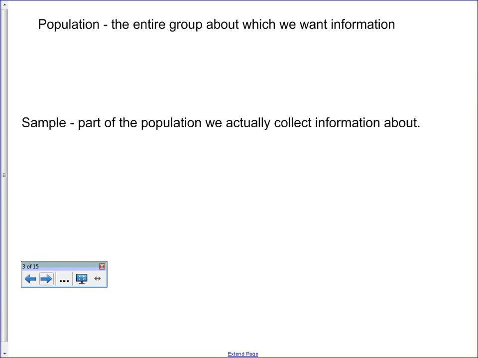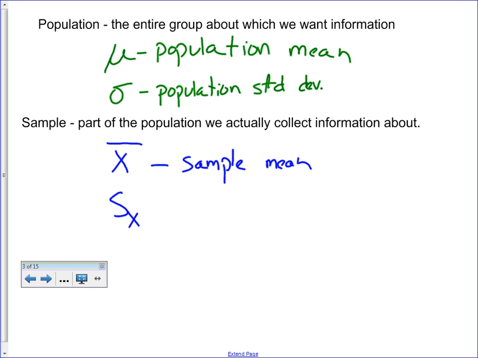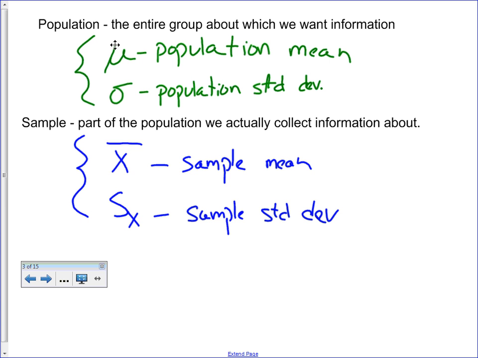So the population is the entire group about which we're trying to make inference. Remember that we talked about mu being the population mean, and sigma being the population standard deviation. But in real life, we rarely ever get this information. Instead, we're going to take an x bar, which is the sample mean, and the sample standard deviation, and we're going to use those to approximate these. And the question is, how do we make our approximations as accurate as possible?